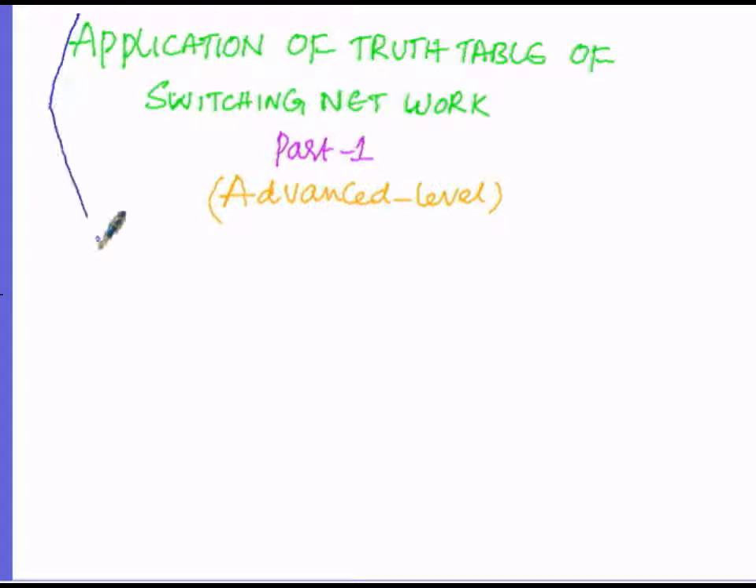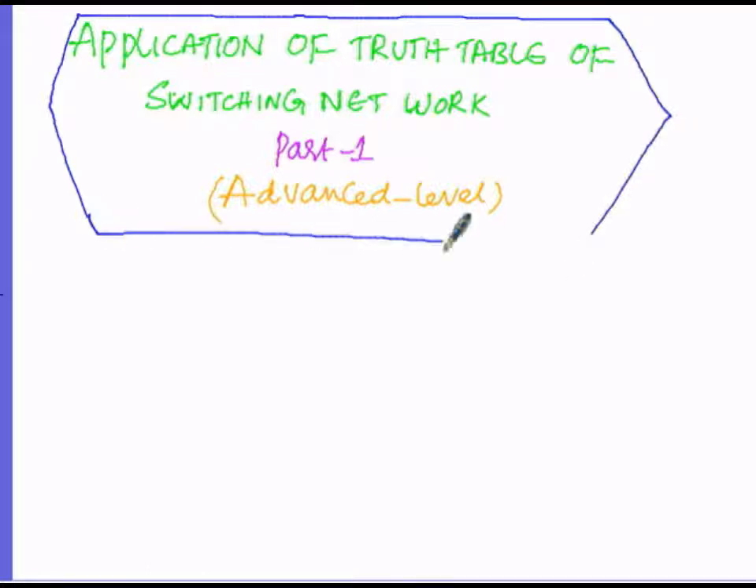So here in this regard, a circuit network will be given. So based upon that circuit network, we have to determine when the current flows from the terminal A into the terminal B. So let us illustrate this application of truth table of switching network of part number 1 by means of one illustration, or in other words an example.